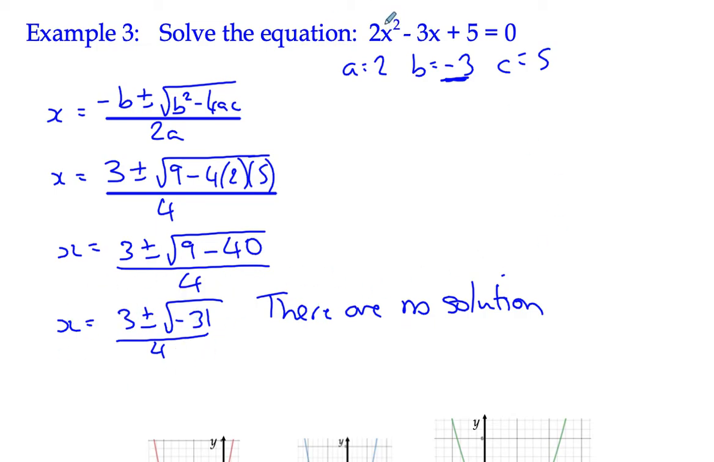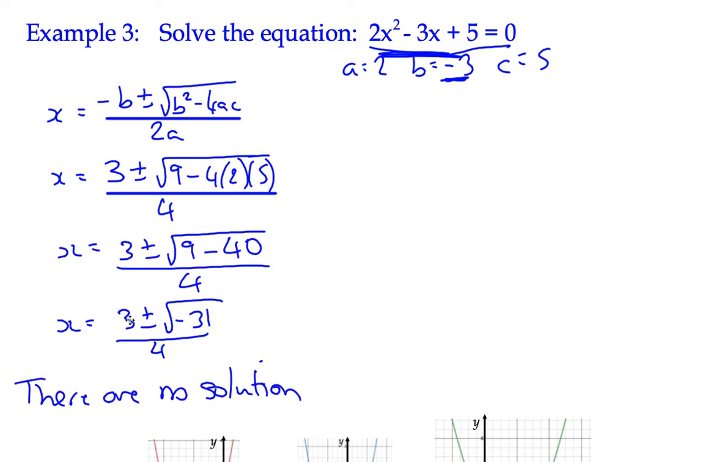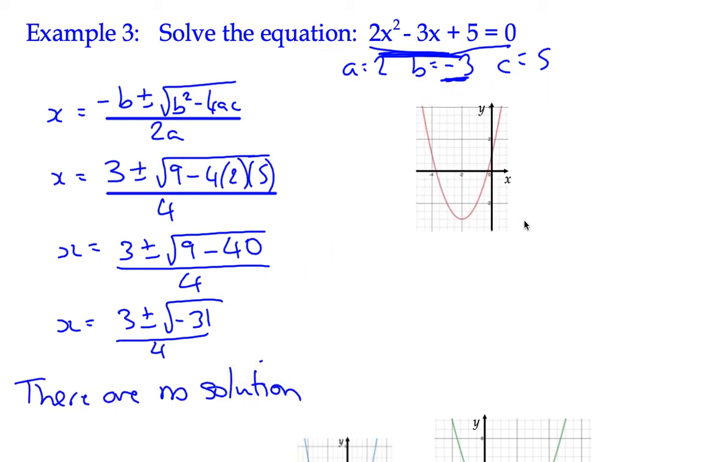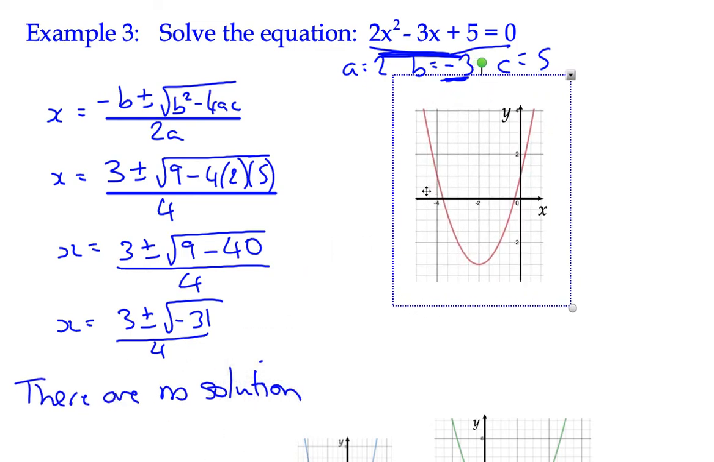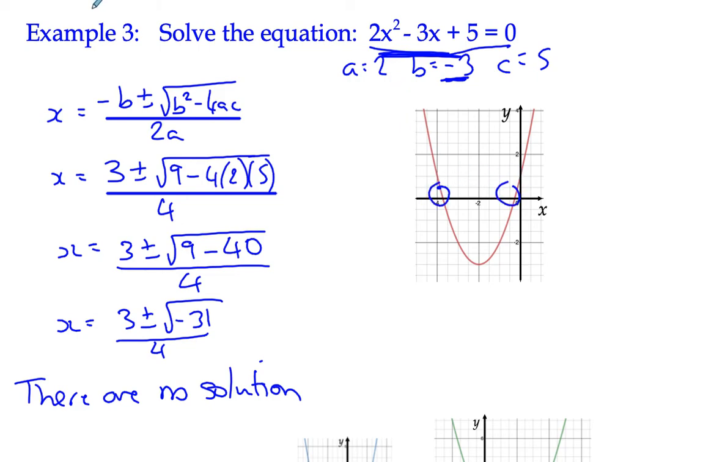There are no numbers that if you put them into the expression 2x squared minus 3x plus 5, the answer is 0. What does that actually mean in graphical terms? Well, we know that usually there are 2 solutions. In other words, there are 2 points where the curve cuts the x-axis. Sometimes there is only 1, and that would mean that the curve is just going to touch the x-axis at 1 point.